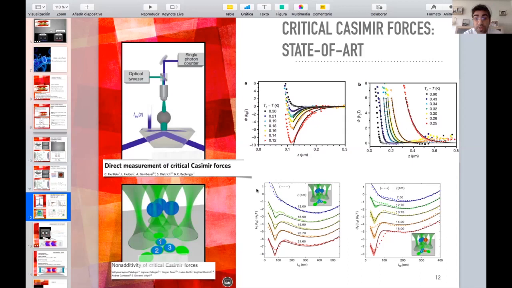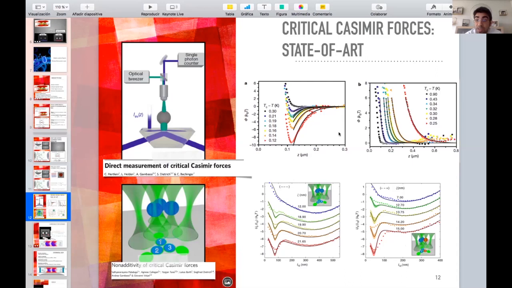The second main experiment on critical Casimir forces is due to the non-additivity of these kinds of forces, as they are a product of the finite size scaling of the system, of how we reduce the phase space of the fluctuations. This group, led by Giovanni Volpe, included a third particle, and they were able to observe how the force between two particles deviates due to the injection of this intruder. So they see how, from the solid line that gives us the force between two colloids due to the critical Casimir forces, the points show the deviation when they include this third particle.